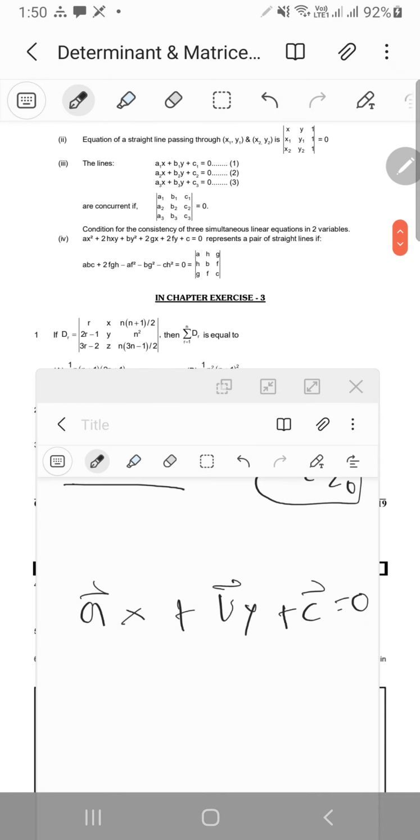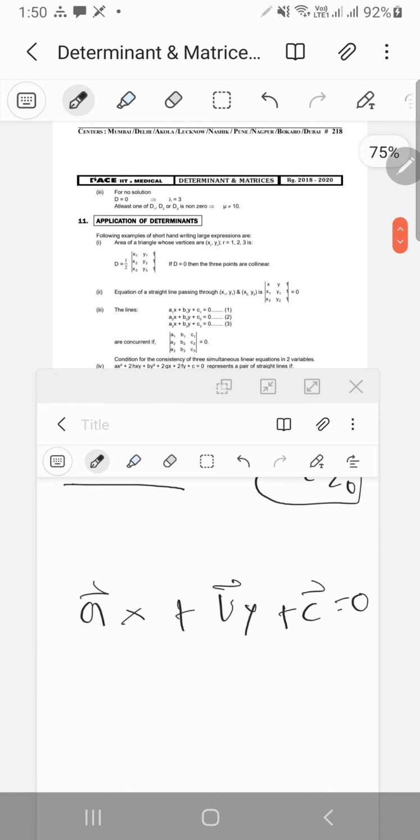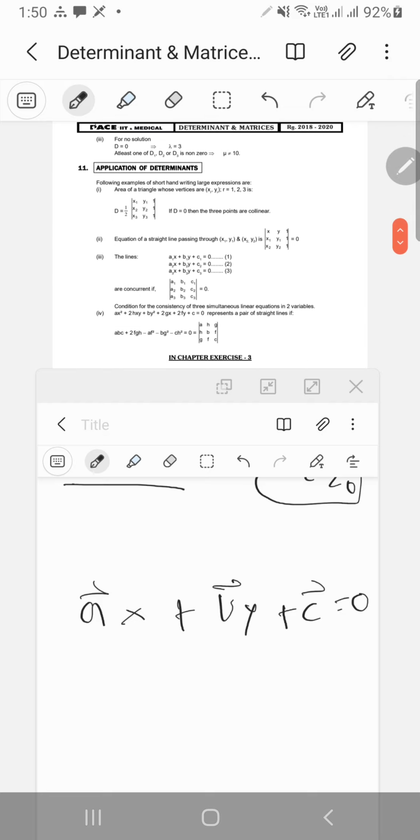All of these are examples. Application of determinants. Following examples of shorthand writing large expression are: area of triangle whose vertices are given is... If d equal to 0, then the 3 points are collinear, right? Do you really need to do that? If you know all the 3 vertices, just take one of them to be the reference point and then find the cross product of the vectors that you will get and take half of them. That will be the area, the signed area. Yes, but you can always take the mod of that thing.